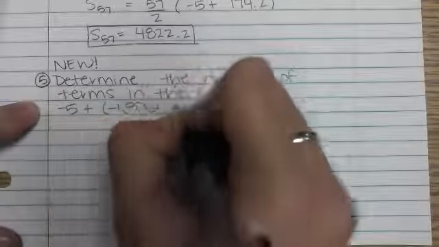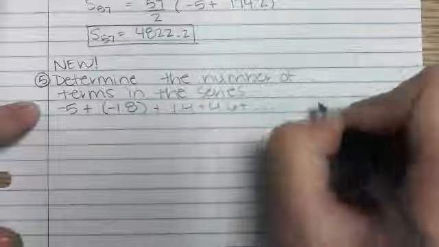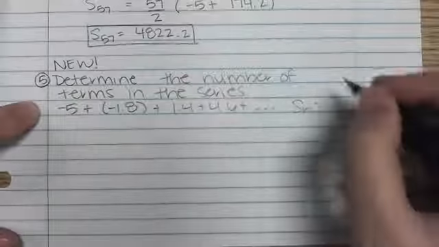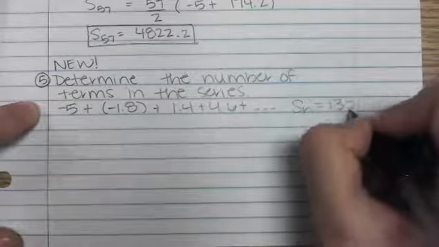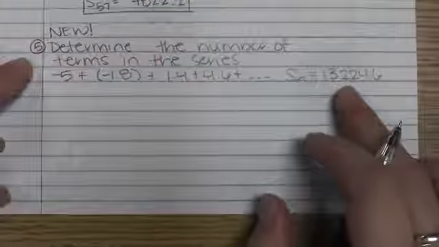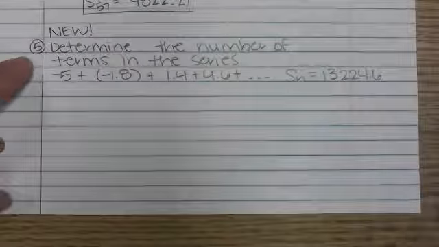So I'm going to keep the same one from last time because we already did some work with it. And then here they're going to say S sub n, and they're actually going to give you the sum. So we know what the sum is, we just don't know how many terms we added up to get there.